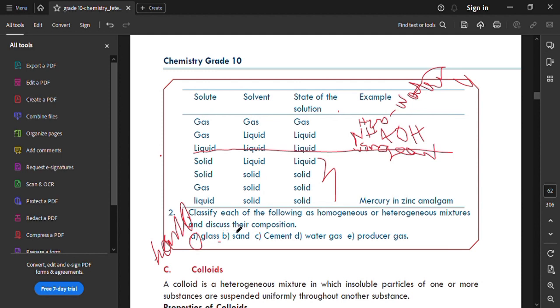homogeneous mixture. And the second one, or B, is sand. So sand is heterogeneous.